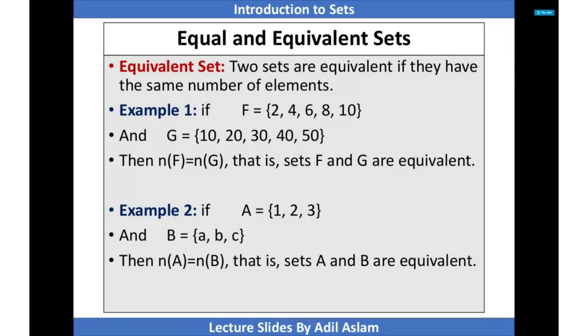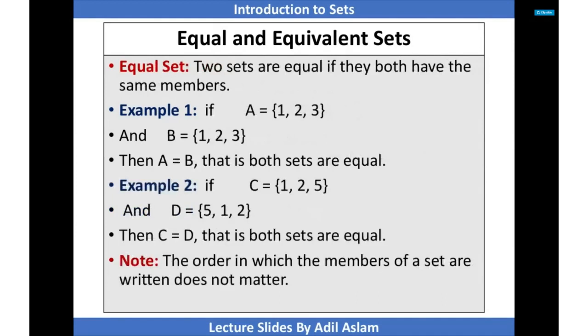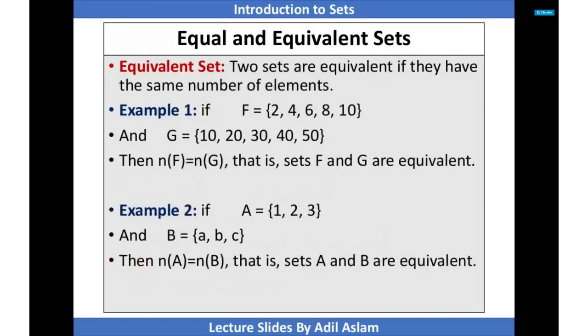So remember, for equal sets, they must be equivalent too, meaning the number of elements must be the same, as well as those elements must be similar. But for equivalent sets, we're just looking at the cardinality, how many elements are contained.